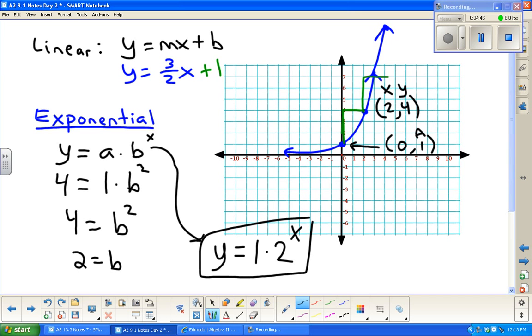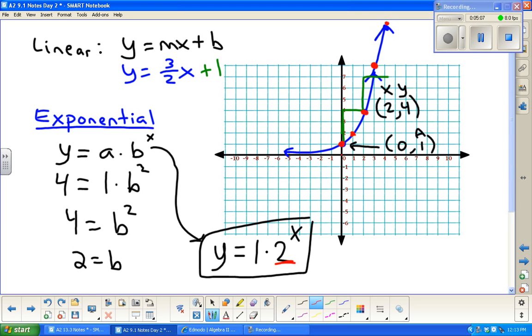So in each case, the y value is doubling, okay, every time. It started at 1, the next point it would be at 2, the next point that would double to 4, the next point that would double to 8, okay, and then way up at 16. So hopefully that helps kind of see the difference a little bit.